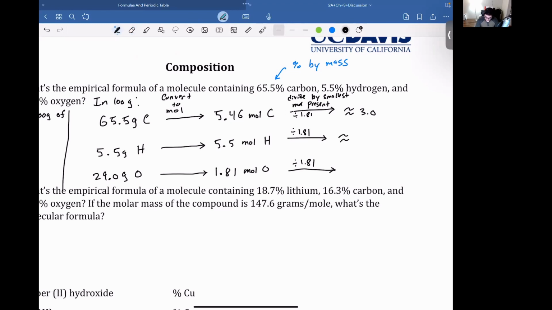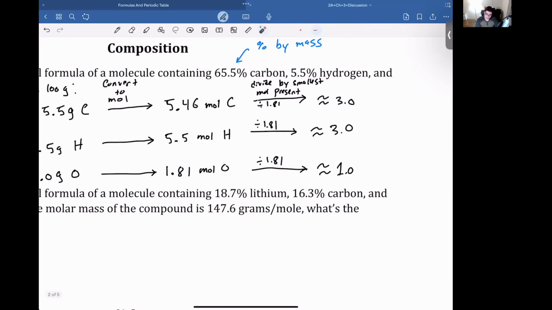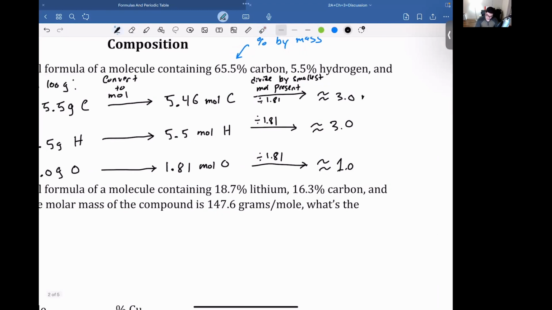Then for hydrogen, it's about the same, right? They're about the same number. And then for oxygen, you get 1, of course, because you're dividing by the same thing. Now, keep in mind your units, this will make sense what we're about to do. This top one is moles of carbon for every 1 mole of oxygen, if you keep your units. The next one is moles of hydrogen for every 1 mole of oxygen. Then the last one is just 1, because you divide by moles of oxygen. There's 1 mole of oxygen for 1 mole of oxygen, right? So that makes sense.